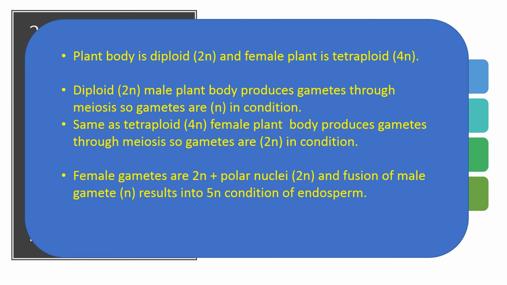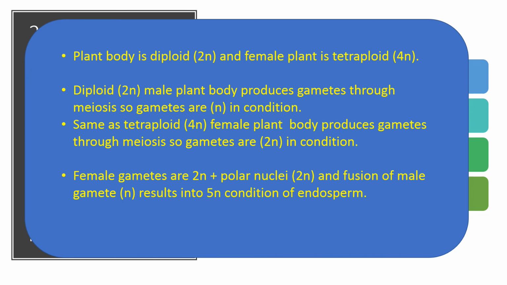So see here, the male is diploid and the female is tetraploid. The diploid male plant produces gametes through meiosis, so the gametes are haploid in nature because the body is diploid. Same as in a tetraploid female plant, which produces gametes through meiosis, so the gametes are diploid. Here the parent body is tetraploid, so the gametes are diploid. So we know that the female gametes are diploid, and the embryo sac also consists of polar nuclei, that is the secondary nucleus, so that is also diploid.